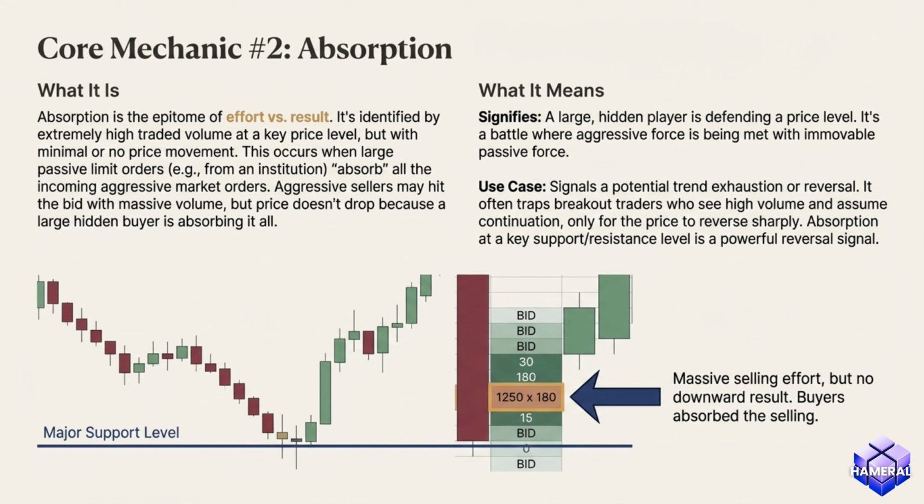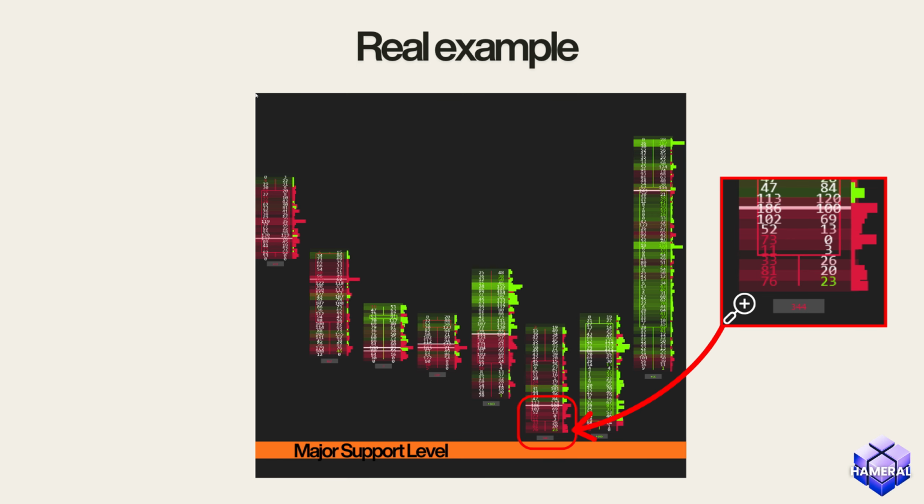Core mechanic number 2 is absorption. This is the epitome of effort versus result. You identify this when you see massive volume trading at a specific price level, yet the price refuses to move. In this example, aggressive sellers are hammering the bid, but a large passive buyer is absorbing all of it. This is a powerful signal that the trend may be about to reverse.